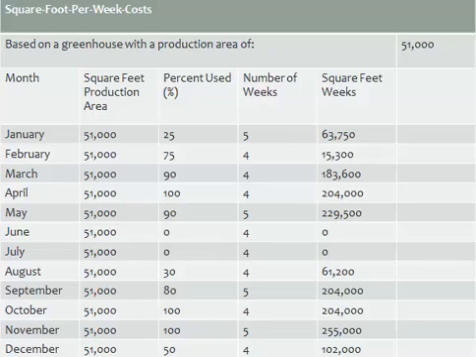So for example, if we look at April, the total possible square feet was 51,000. 100% of that space was used for 4 weeks, so that gave us a total number of square feet weeks of 204,000. However, if you contrast that to, say, August, we only use 30% of the greenhouse space, and if we multiply that by 4, then we find out that we only use 61,200 square feet weeks in August.